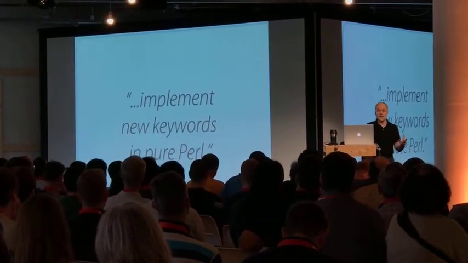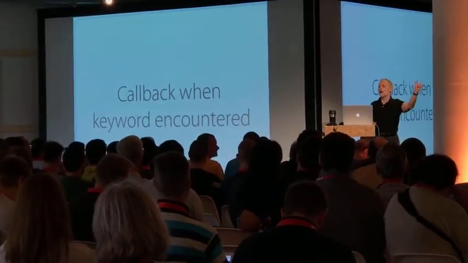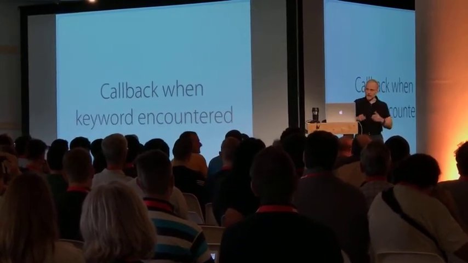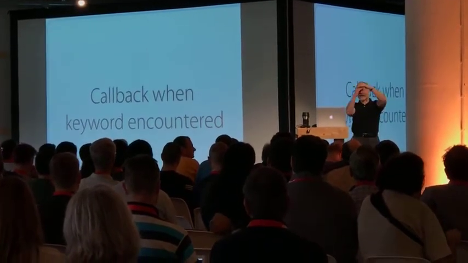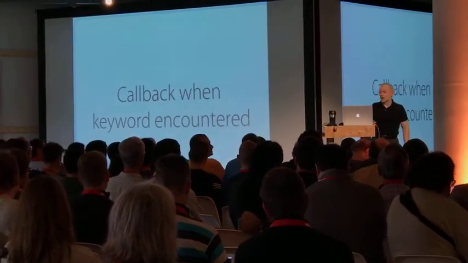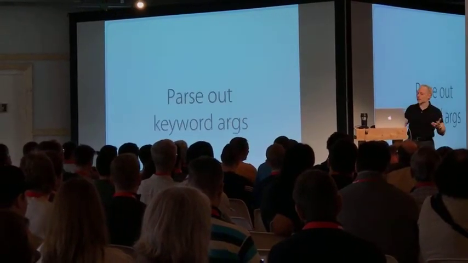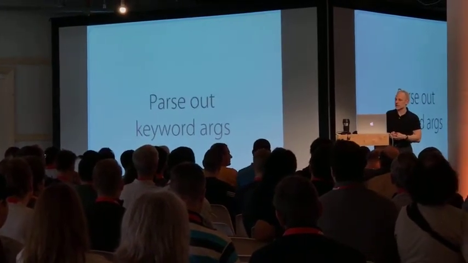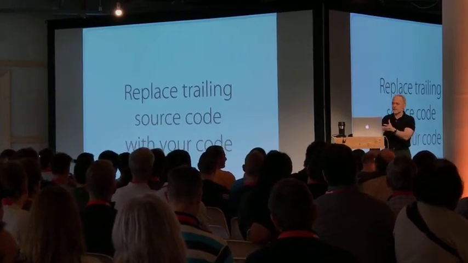Well, you set up a callback that will be called any time that a keyword is encountered by the Perl 5 parser. And when that keyword is encountered, and it detects that you've set up a callback, it passes all of the remaining source code of your file to that callback, and then your callback just has to parse out the keyword's arguments, the parts that belong to the keyword, and replace those with some standard Perl 5 code that implements the same behaviour.